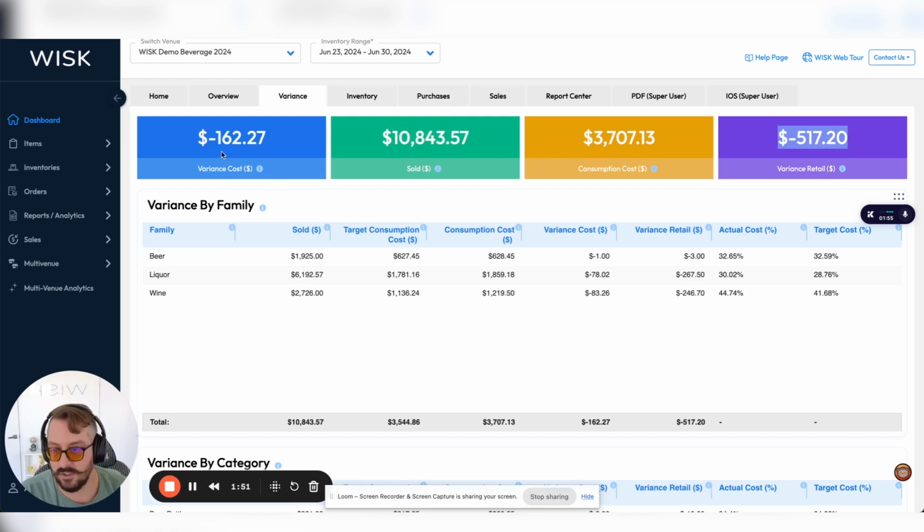So cost-wise was $1.62, meaning if you lost X amount of this and Y amount of that, what's the cost value? But what's the retail value is like the potential sales. So they missed out on $520 worth of sales on that 1 week.